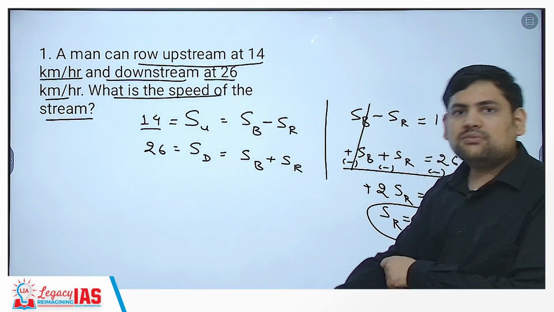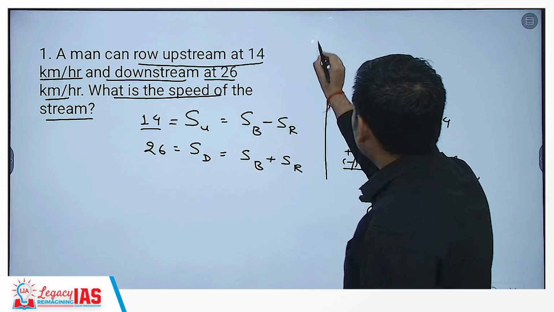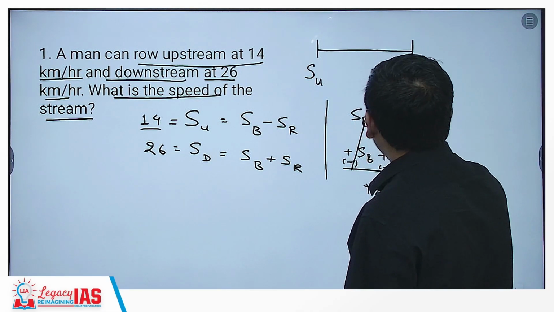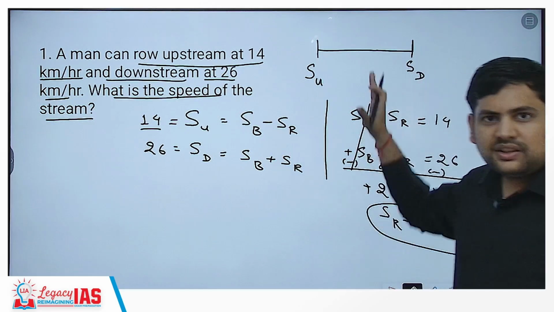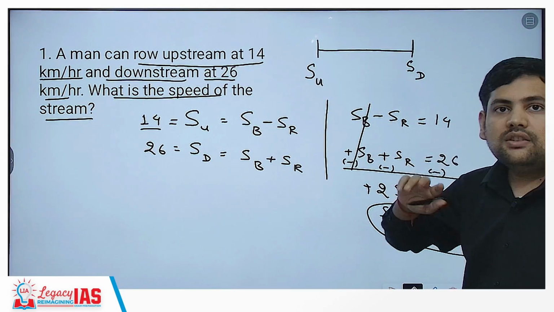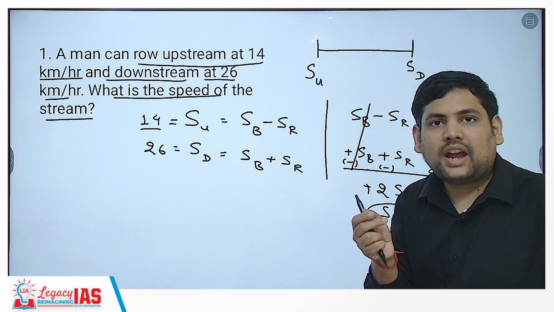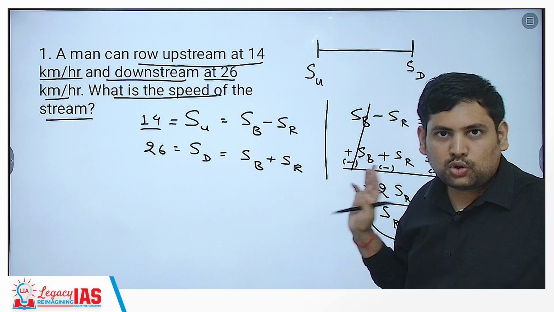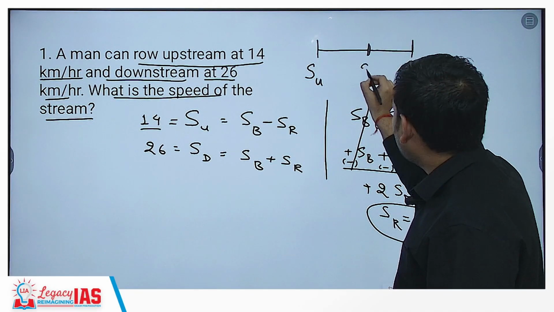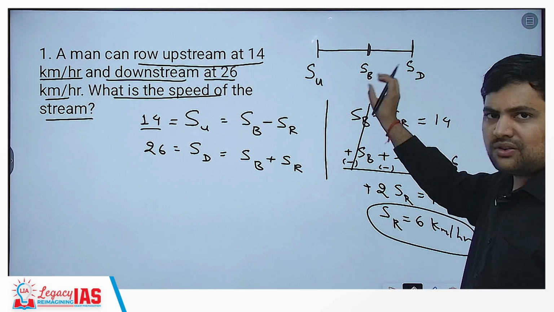Now a much more intuitive way to think about it is this. This is speed of boat upstream, this is speed of boat downstream. Speed of boat downstream will be much bigger than the speed of boat upstream. Now what we had seen in that formula, speed while going upstream plus speed while going downstream, if you add them and divide by 2 you get speed of boat. So speed of boat will be exactly in the middle.